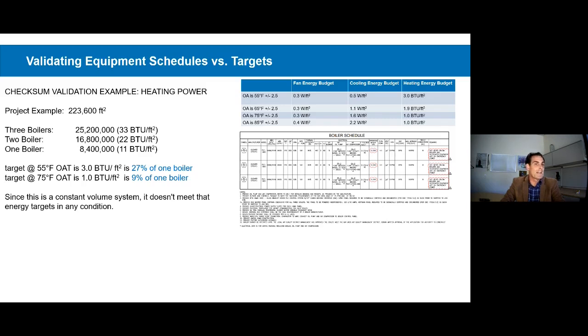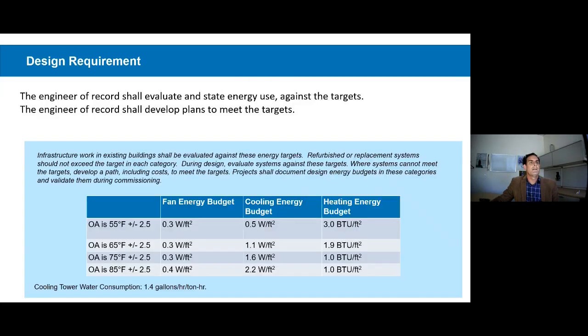Our heating target at 75 degrees is 1 BTU per square foot, which is 9% of one of these boilers. So unless that boiler is capable of doing better than a 10-to-1 turn down, then this boiler system will never be capable of operating down at our energy target level. That's problematic. Even if we have a system that has a higher demand than that right now, we want to make sure that we have equipment that can operate at our energy targets.